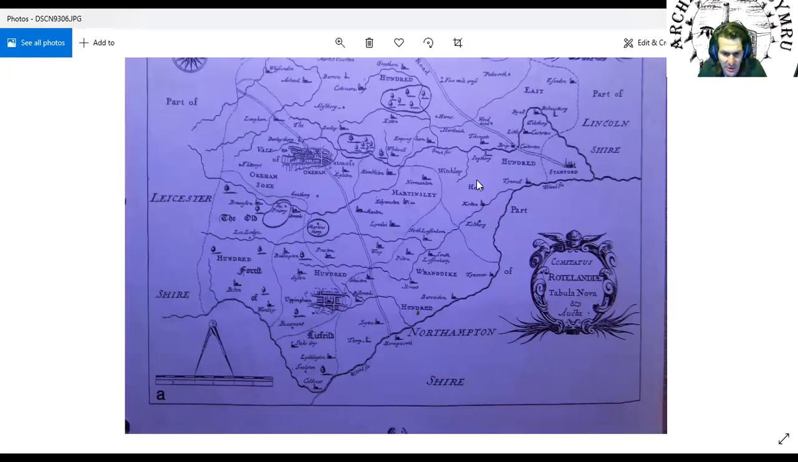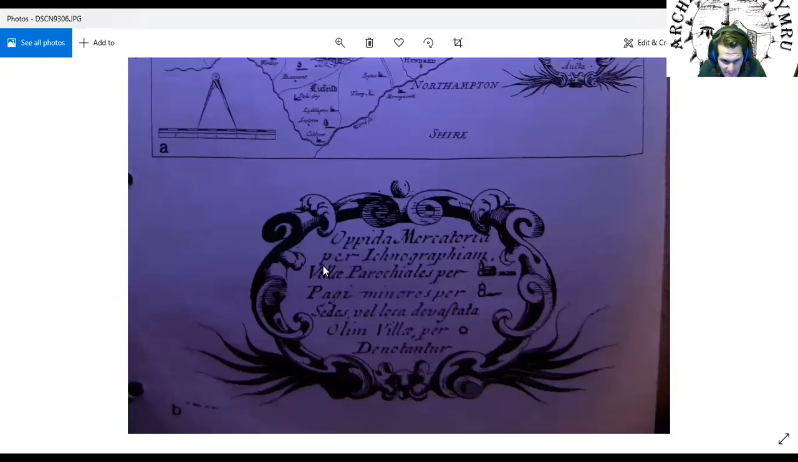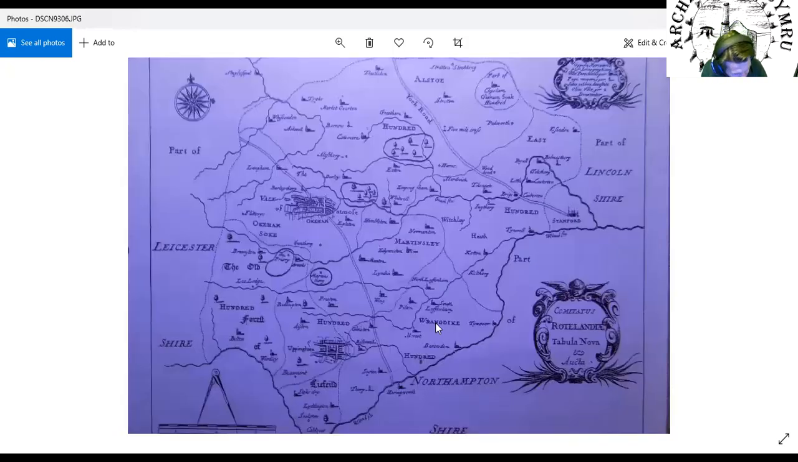So what you need to do is go to the table at the bottom, and we'll have a look at this. So if we go to this map of Rutland from the 1600s, you don't get massively detailed maps from the 1600s. You don't get field boundaries and all the roads and everything on them. So this is as detailed as you're going to get from the 1600s.